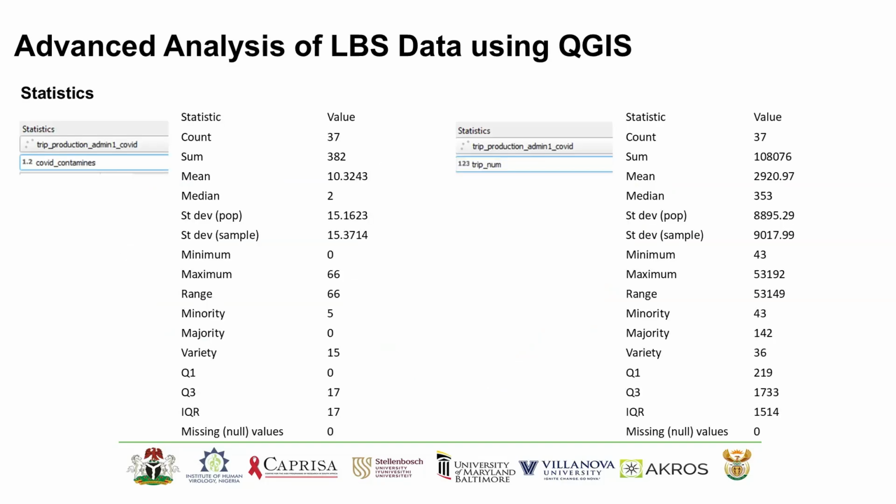QGIS also provides a statistics panel for basic quantitative analysis. Here you can see descriptive statistics such as count, mean, standard deviation, and range for variables like trip numbers or COVID-19 cases. This quick summary helps confirm data consistency and provides insights into overall variation. For instance, identifying which states deviate strongly from the national average in terms of mobility.